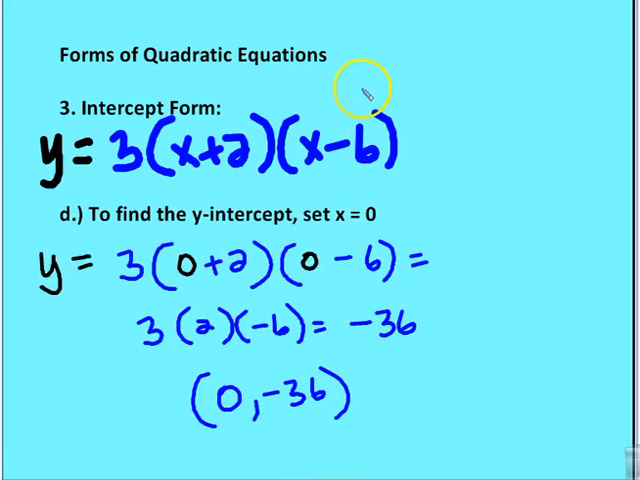Now we're going to solve for the y-intercept. We're going to set x equal to 0. 0 plus 2 is 2. 0 minus 6 is negative 6. 2 times negative 6 is negative 12, times 3, negative 36. (0, -36) is our y-intercept.